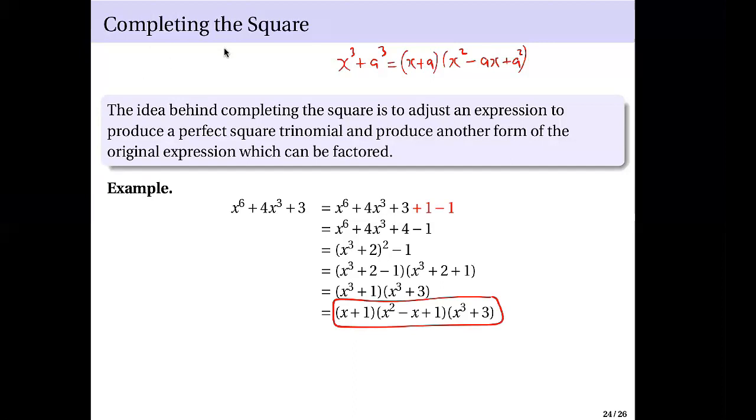This method, completing the square, is the hardest among the methods earlier, because you will have to be familiar with the problem to know what expression to add or subtract.